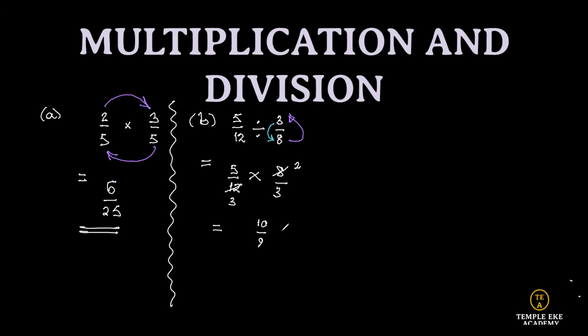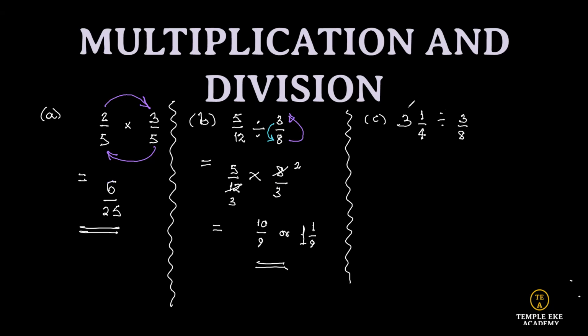And that's our answer. Or would you like the mixed form? 9 divides into 10, 1. Remainder 1 all over 9. Very simple, our answer. Let us look at the third example for this. Multiplication and division. Now we have 3 whole number 1 over 4, divided by 3 over 8.